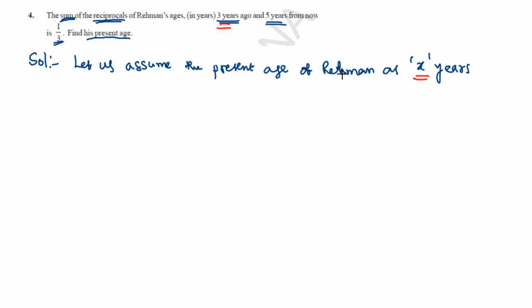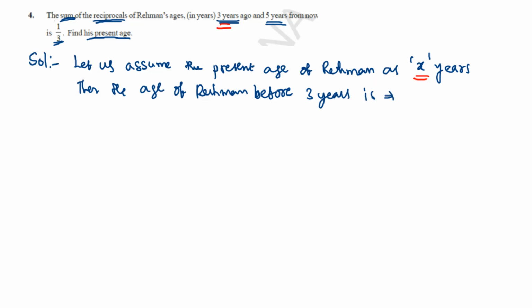If Rehman's present age is x years, then what would be the age of Rehman 3 years ago? Very good. To know that, we have to subtract 3 from his present age. So the age of Rehman 3 years ago is: from his present age we have to take out 3. So we get x minus 3 years, which is Rehman's age 3 years ago.